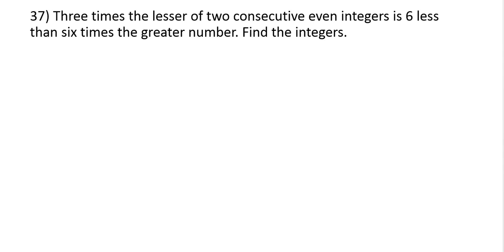Remember that consecutive means that one number comes after the other. So if we're talking about consecutive numbers, 1, 2, 3, 4, 5, and so on, they're all consecutive. 1 and 2 are consecutive, 2 and 3 are consecutive, they come right after another. But what this is asking for is two consecutive even integers. So if you're talking about 2 and 4, those are two consecutive even integers.